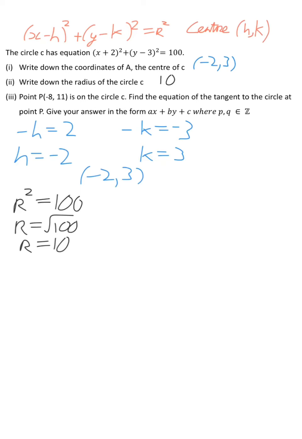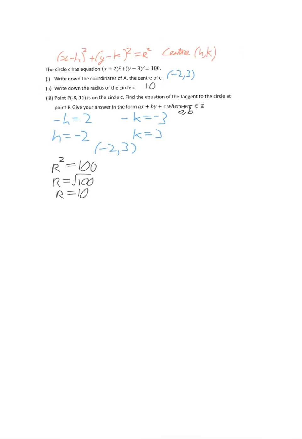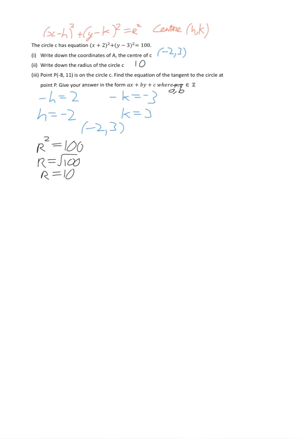Now, we're told point P (minus 8, 11) is on the circle, and we need to find the equation of the tangent to the circle at point P, and give your answer in the form ax plus by plus c equals 0, where a and b are elements of integers. Sorry, that should be a and b are elements of integers, not p and q. Okay, so to do this, first thing I'm going to do is draw just a rough sketch of how this looks.